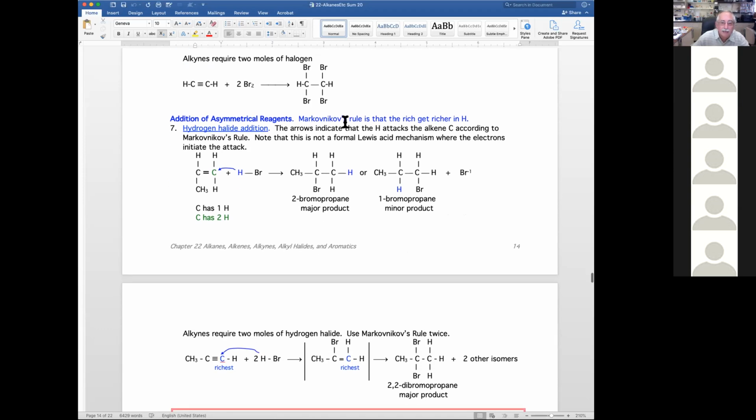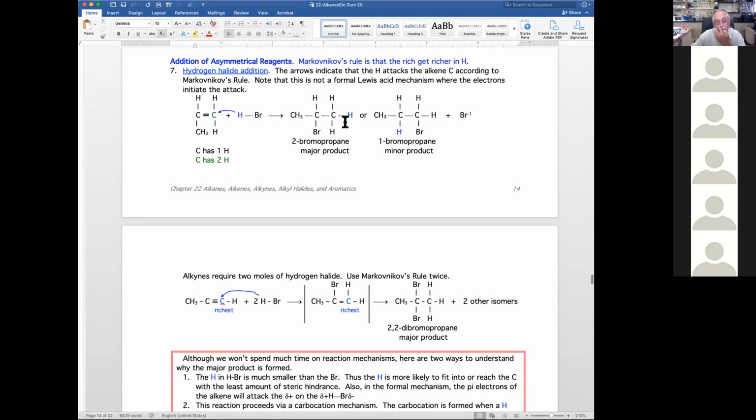But what if you have an asymmetrical reagent? Then it's not going to be the case. So in this situation, this carbon has 2 hydrogens. This carbon has only 1 hydrogen. These 2 carbons right now are different. And the 2 addition atoms are also different. This is an asymmetrical addition reagent.